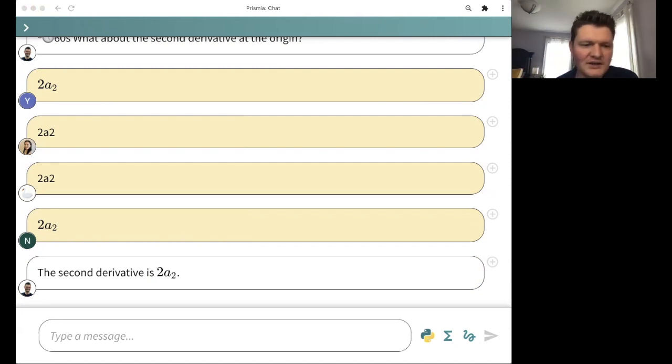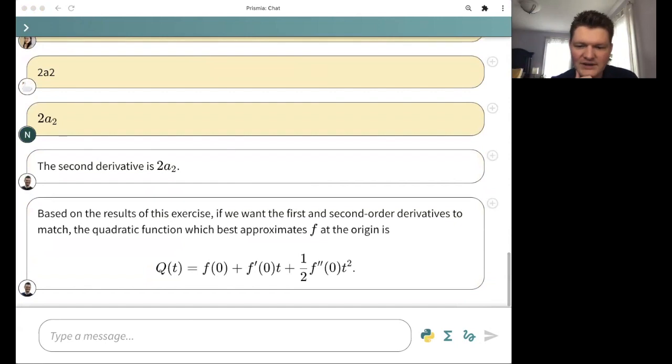So if we want the first order and second order derivatives of this polynomial to match those of any function f that we can differentiate repeatedly, then we need to let a0 be f of 0, so that the actual value matches, the 0th order derivative matches.